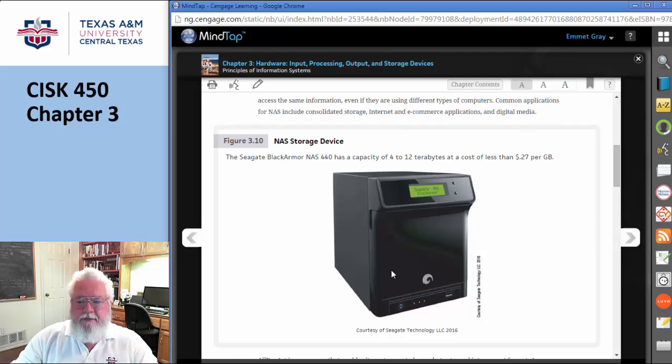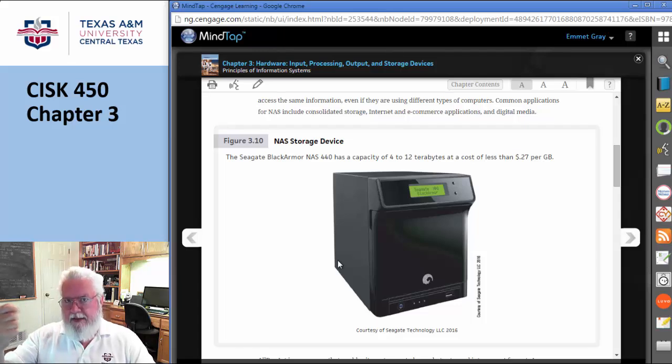Network attached storage. This guy basically just has an Ethernet cable sticking out the back. And so I just plug my network cord. Almost all corporate environments are not wireless. Okay, so they have a physical cable that plugs into their computers. And so this is just another one of those things.